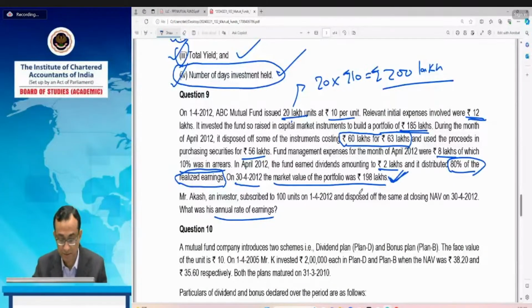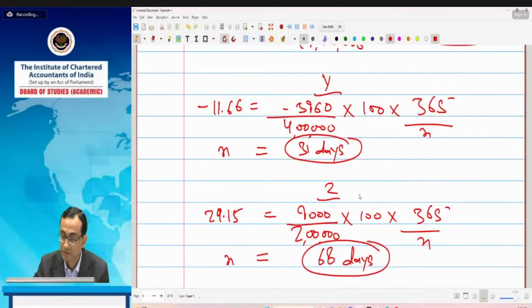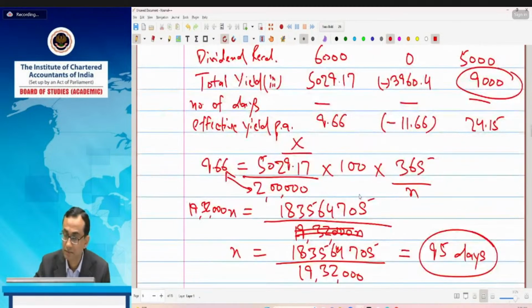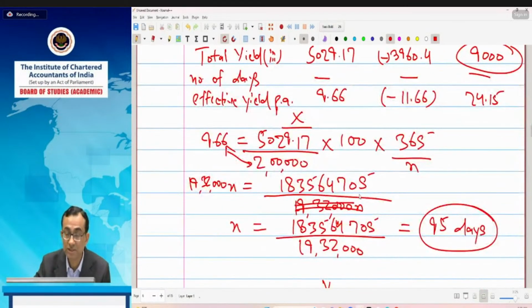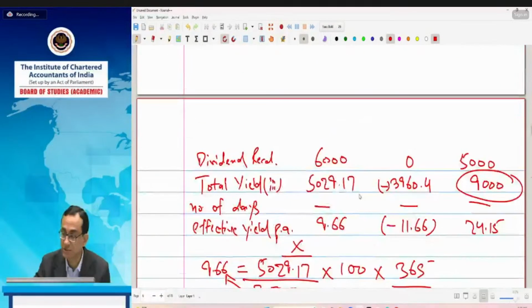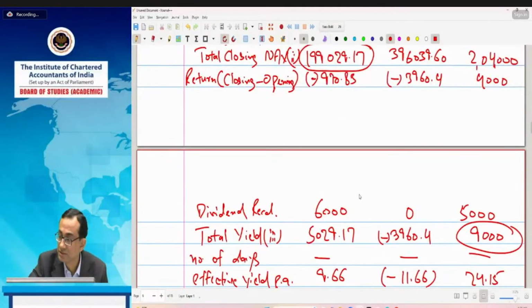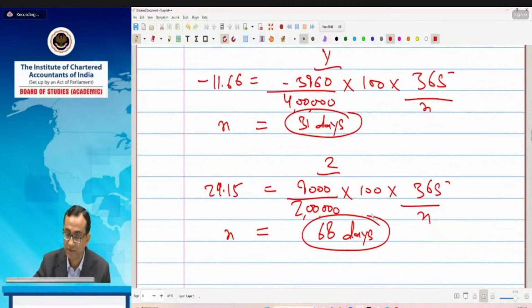Just wait a second, Tanisha. Let me go back to the question. No, Tanisha, actually this return is 4,000. Total yield, we have to divide the total yield. So total yield is actually coming to 9,000, no? See, this 4,000 return and this 5,000 dividend received. So total yield is 9,000. So we have to divide this 9,000 by the initial investment to arrive at the number of days the investment was held.